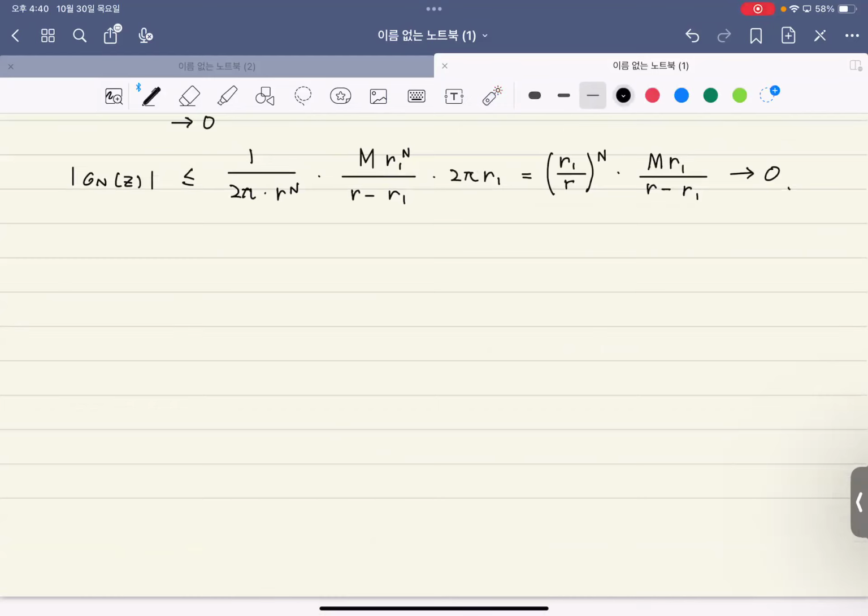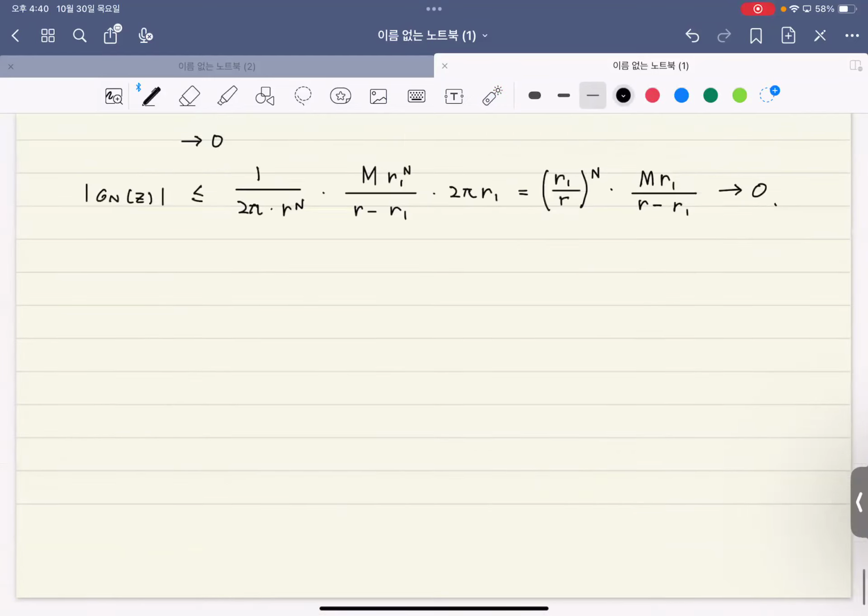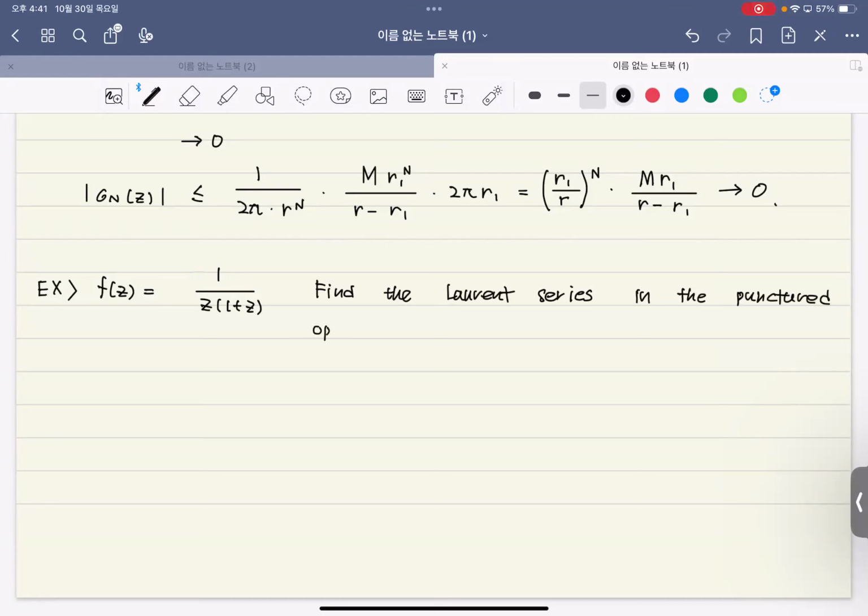Okay, all right. I have 5 more minutes, so please let me try just one more exercise. I have a function 1 over z(1 plus z). I want to find the Laurent series of this guy in the punctured open disk.